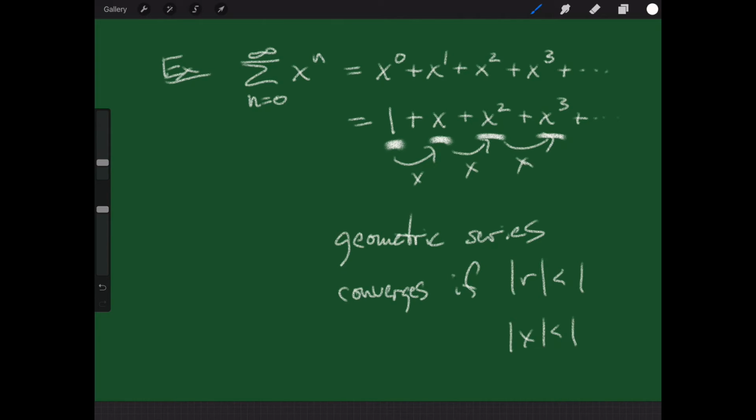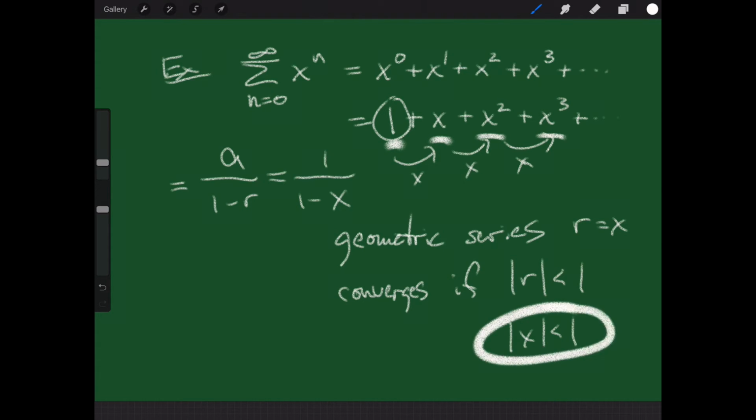Well, we know that geometric series converge to a over 1 minus r. In this case, a is just the first term of the series, which is 1, over 1 minus, well, r in this case is, we said that r is equal to x, so 1 minus x. So if this converges, which is only when the absolute value of x is less than 1, then we know what it converges to. It converges to 1 over 1 minus x.